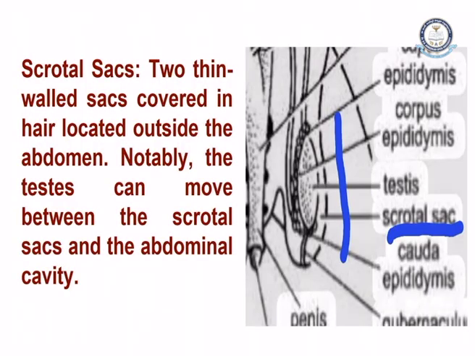Now the second important component of the male reproductive system is the scrotal sacs. As the name indicates, it is a sac-like structure with two thin walled sacs covered in hair located outside the abdomen, and these testes can move between the scrotal sacs and the abdominal cavity. These sacs are nothing but pouches where the testes are. It is something like a pouch which is holding the testes, and these are outside the body.